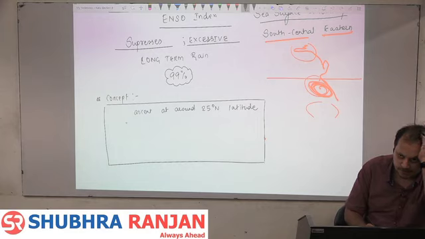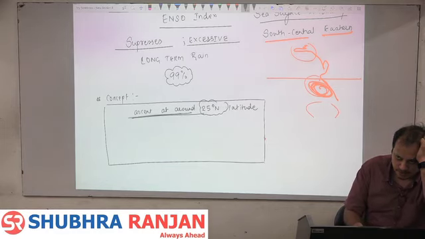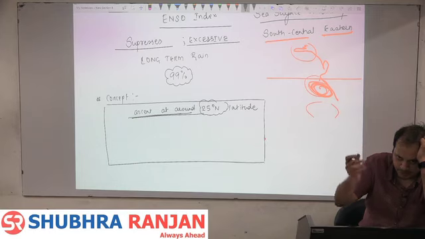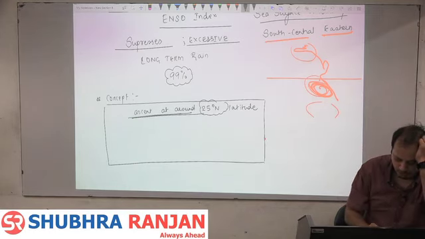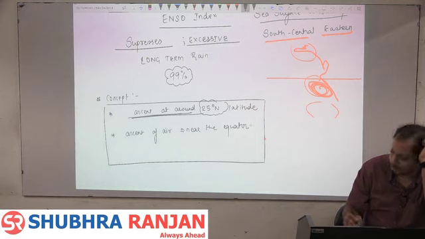Is this central India? At 25 degree north, what is there? This is central India, fine. So a strong monsoon is associated with the air rising at 25 degree north latitude. A weak monsoon is associated with ascent of air due to heating near the equator.